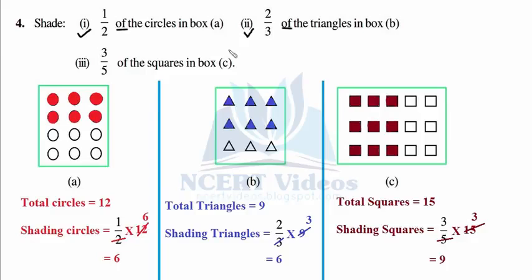Now same thing for the last part. Of means multiplication. First of all we will count the number of squares. So it is 5 into 3, so 15, and the number of squares to be shaded is 3 by 5 of 15. So 1 5 is a 5, 3 5s are 15, and 3 3s are 9. So straight away we will color or shade 9 of them. So that is how you do your question number 4.